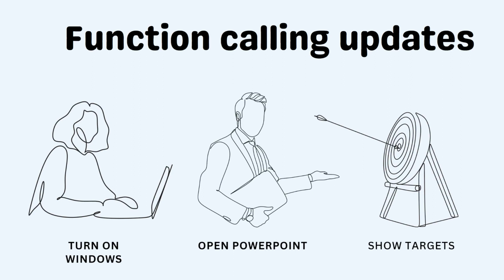Say for example, your objective is to turn on a particular window, open a PowerPoint presentation, and then source a particular target. These are three different tasks, and if you want your model to perform all three together, one after the other, you can pass them in a single message. So this is another major update that has been brought forward.